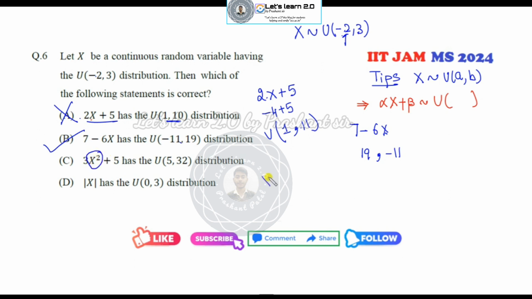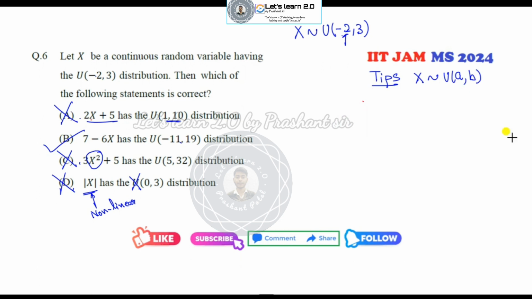This is non-linear. X square is non-linear. So whenever you have a non-linear, it will never follow the uniform distribution. That is the wrong answer. Again, you can see mode of x is always non-linear. Fine. So non-linear will never follow the uniform distribution when x is uniform distribution. So that's why B is the right answer.